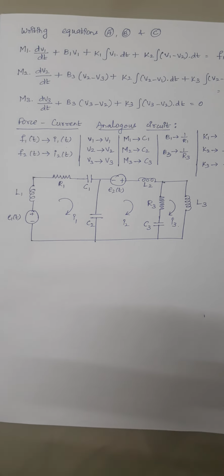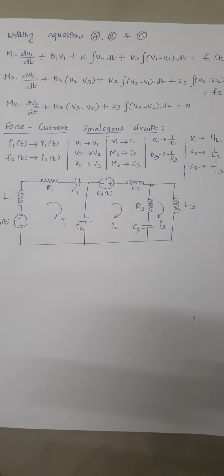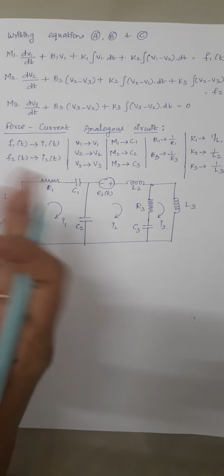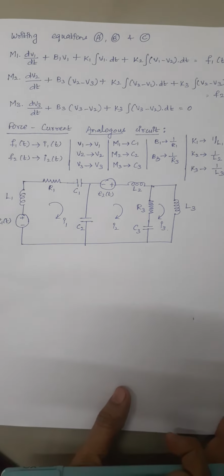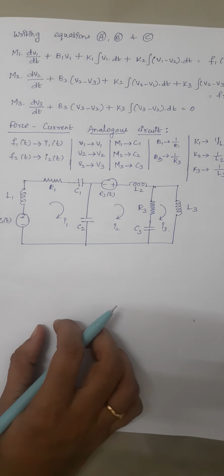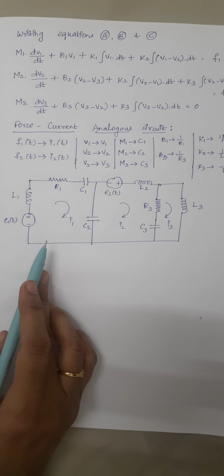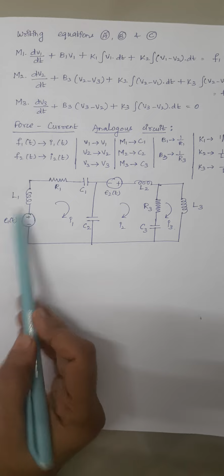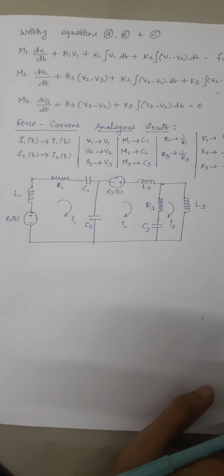And the position of your inductors and capacitors: inductors will be represented as capacitors, and capacitors will be represented as inductors. Only three things you have to keep in mind. The first is that elements connected in series should be represented in parallel. The second is that the voltage source will be represented as a current source. And the third is that inductors and capacitors will interchange, that is, inductors should be represented as capacitors and capacitors as inductors. That's it. Right. Shall we proceed now?